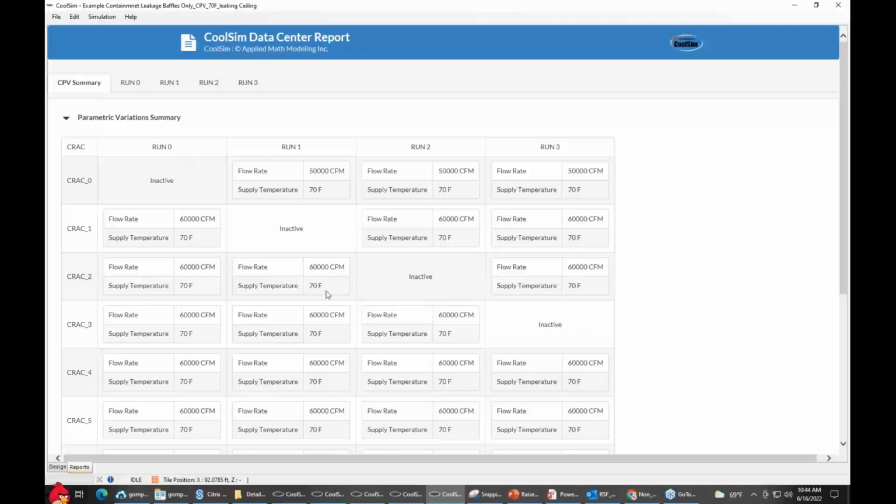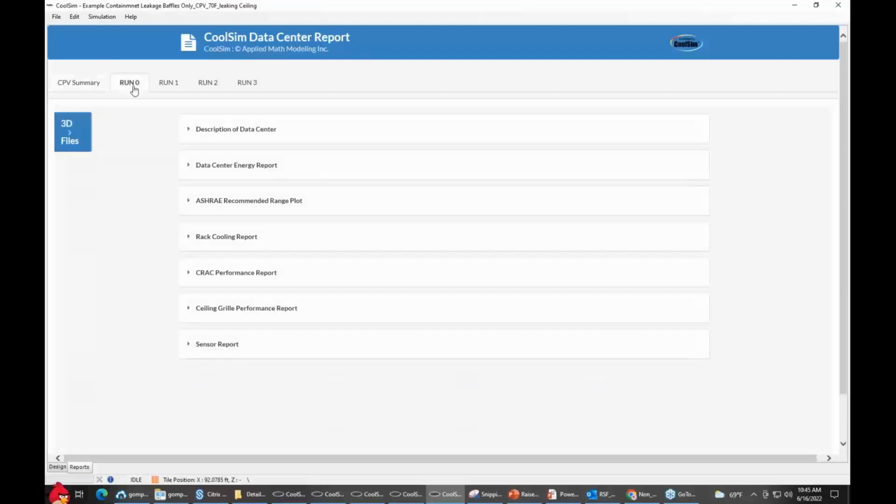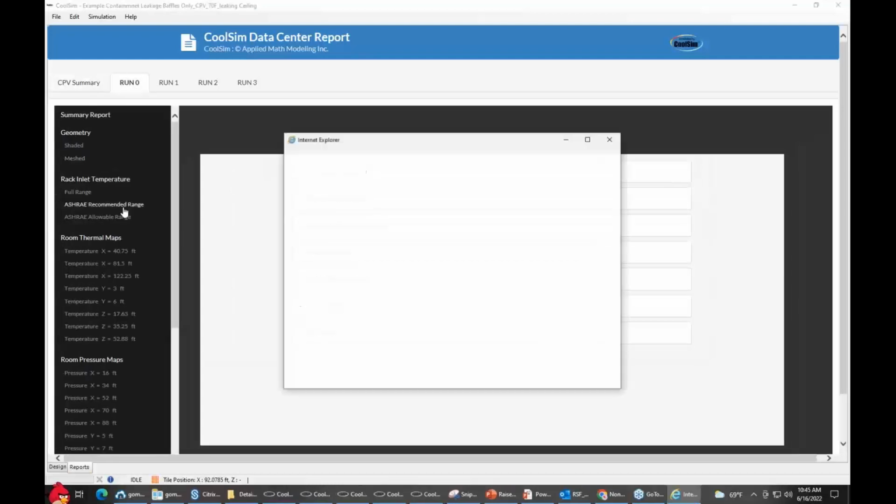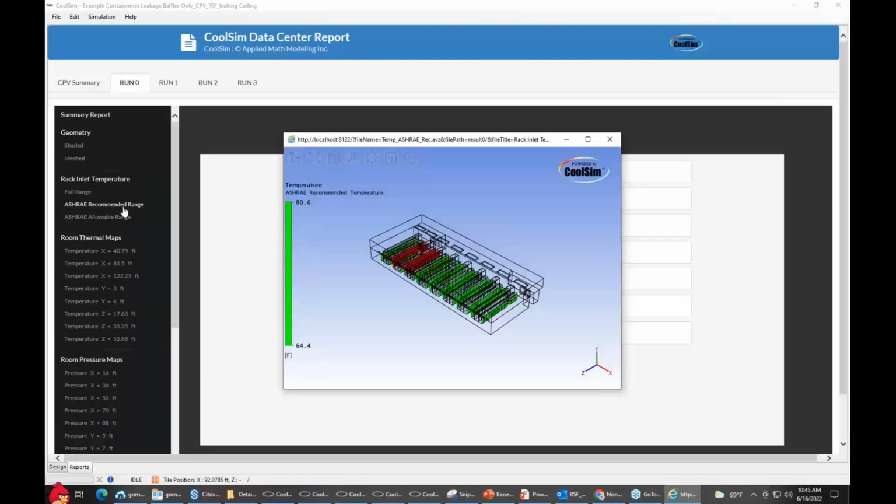I'm supplying at 70 degrees Fahrenheit. It's an N+1 design, so I have enough air. I turned off one of the cooling units. The reason I did this is I wanted to show you again the effect of not being able to modulate the incoming air.